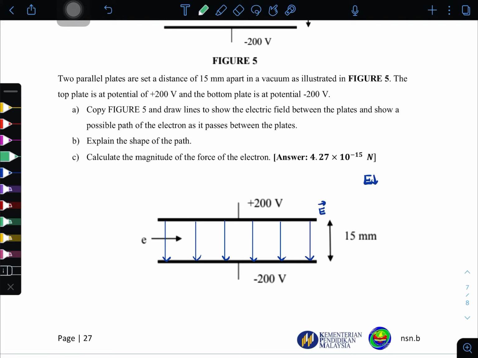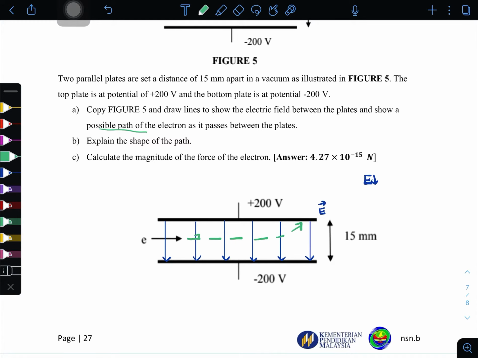Okay, so dia akan deflect to the positive plate. So at the first one dia ialah 90 darjah. So itu ialah kita punya elektron punya path. Alright, sebab dia kata the possible path of the electron. Right, so this is the possible path.